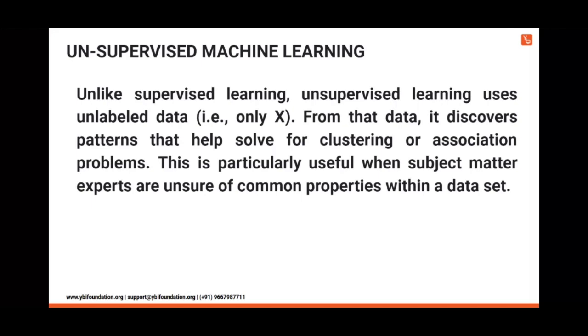Unsupervised machine learning is especially important when either no labeled data is there, or no domain expert is there to label it. Then unsupervised machine learning techniques are used, especially clustering and association problems.